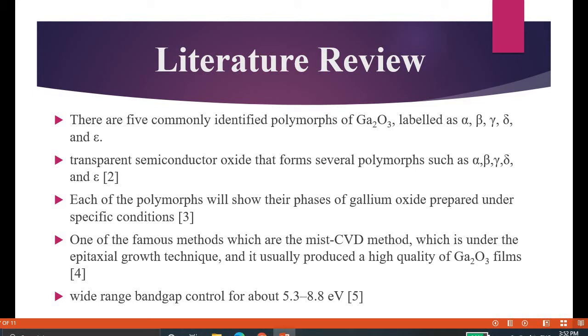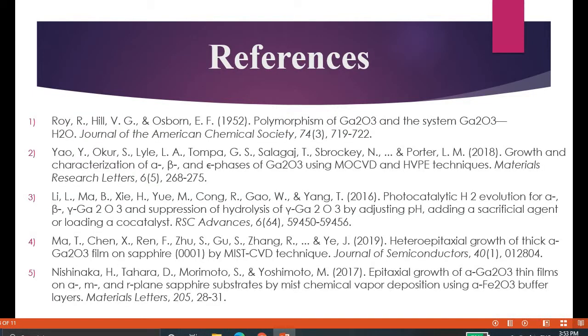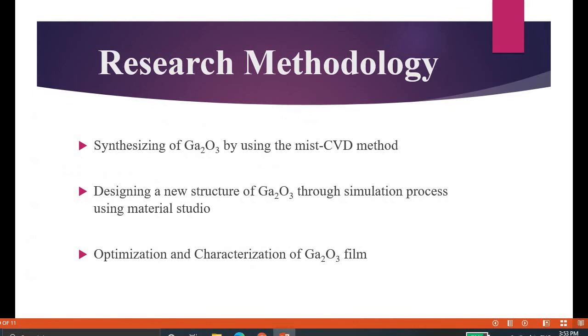For this literature review, the most important thing I want to mention is the mixed CVD technique. The mixed CVD technique is what I'm currently using, and it is cost effective due to the simple apparatus setup. It also has vast potential for multi-wafer, large-scale growth apparatus. These are the references I'm currently using for my research proposal.